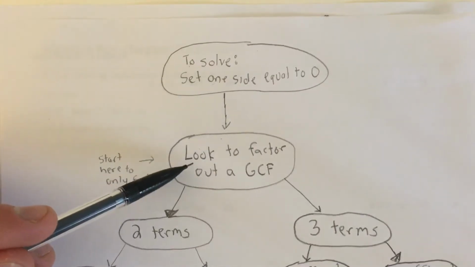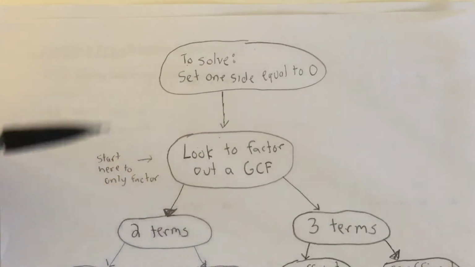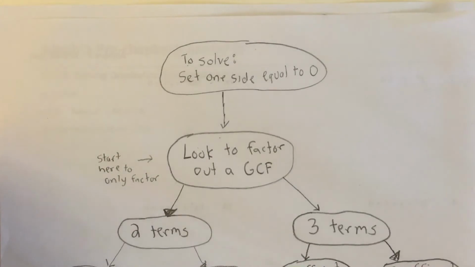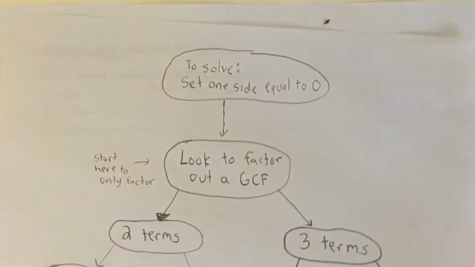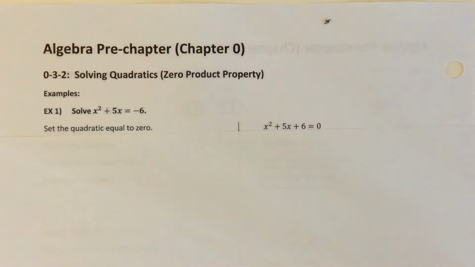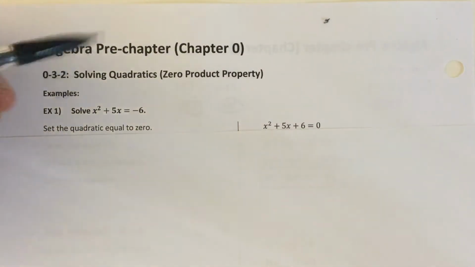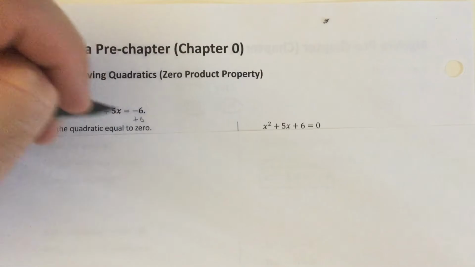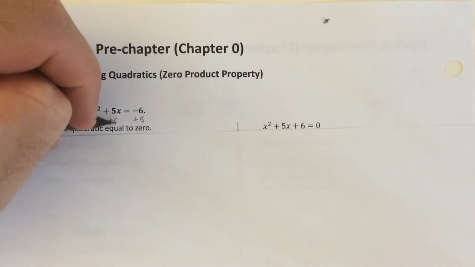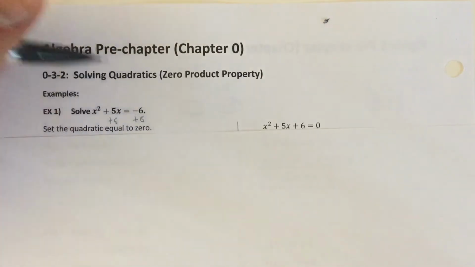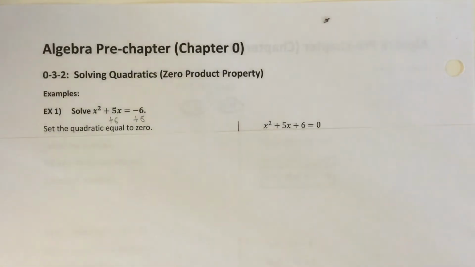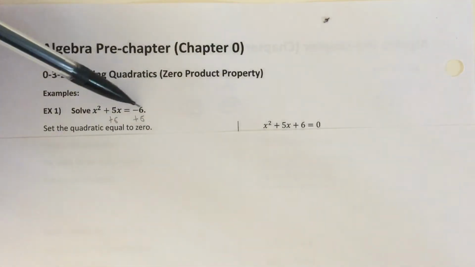We look for a GCF, determine how many terms we have, and then there's difference of squares, SAM, or slide divide bottoms up. And then there's one additional step after that. So if we look at our example again, we made it equal to 0, so we added 6 to both sides. There's no like terms on this side, so we're left with x squared plus 5x plus 6, and that's now equal to 0.